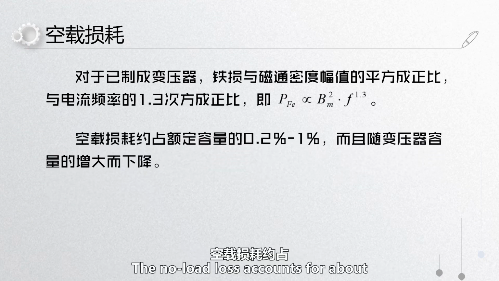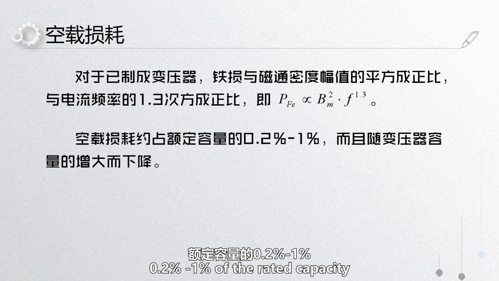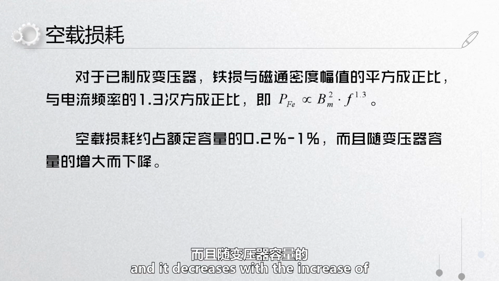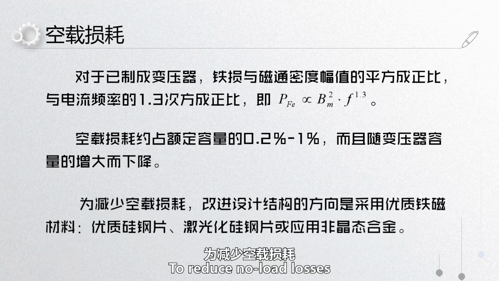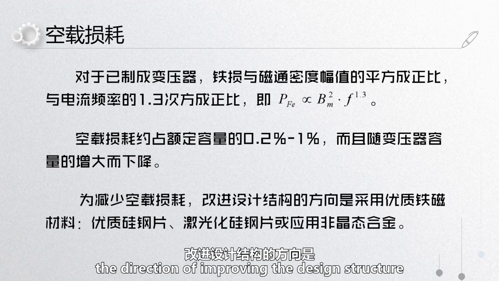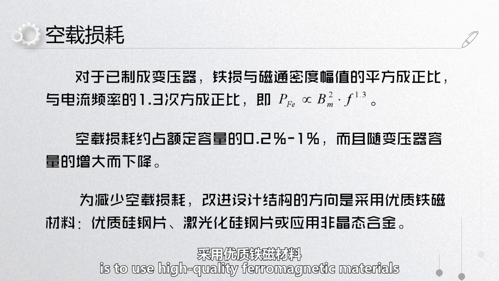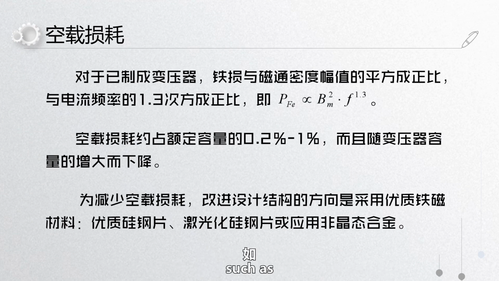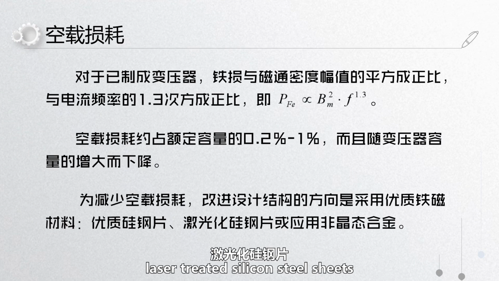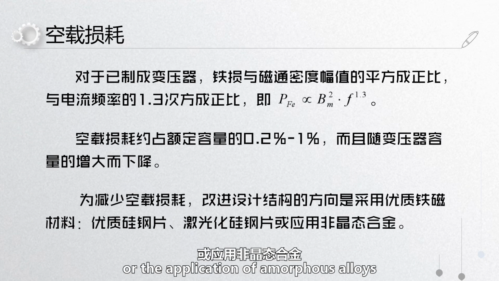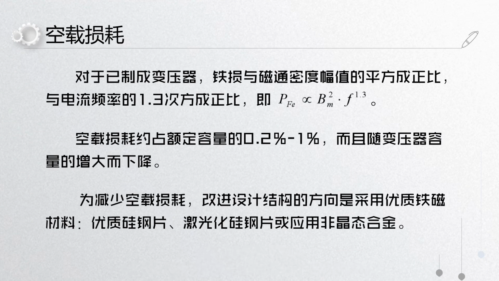The no-load loss accounts for about 0.2% to 1% of the rated capacity, and it decreases with the increase of transformer capacity. To reduce no-load losses, the direction of improving the design structure is to use high-quality ferromagnetic materials, such as high-quality silicon steel sheets, laser-treated silicon steel sheets, or the application of amorphous alloys.